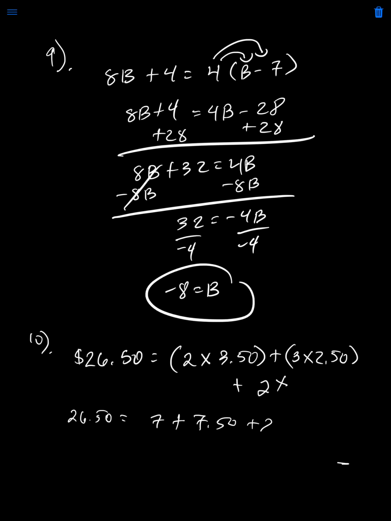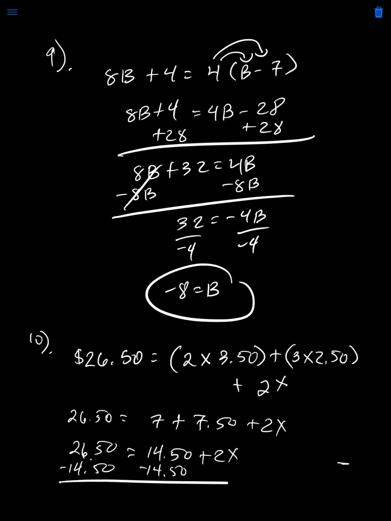So I'm going to start by multiplying. 2 times 3.50 is 7. 3 times 2.50 is 7.50. Plus 2x. 7 plus 7.50 is 14.50.